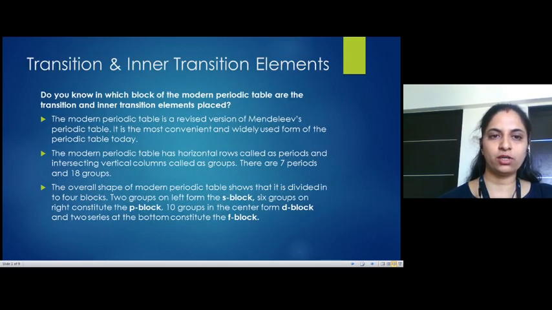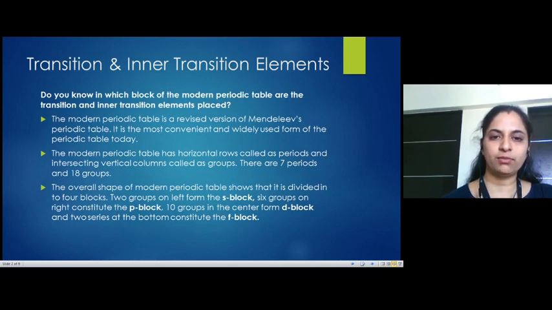Today we are going to learn transition and inner transition elements. Do you remember in which block of the modern periodic table the transition and inner transition elements are placed? Let us revise the modern periodic table first.